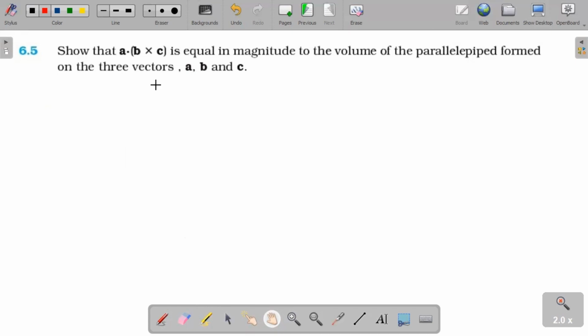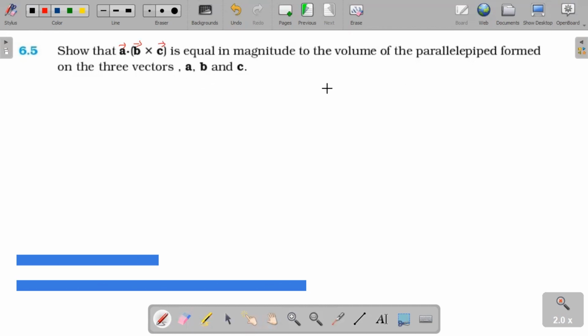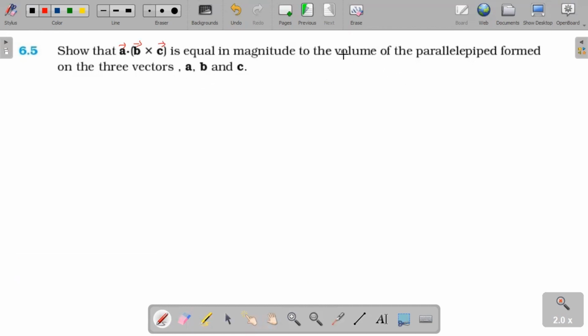Show that vector A dot vector B cross C is equal to the volume of a parallelepiped. So, parallelepiped, or cuboid, we can say. I will draw the diagram.